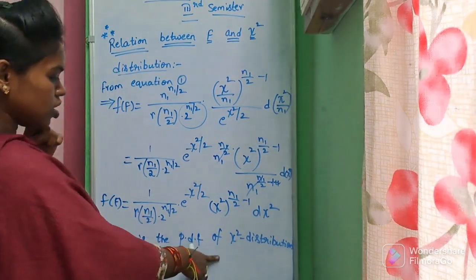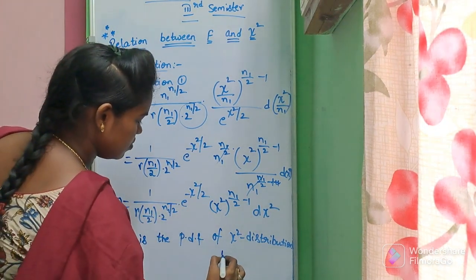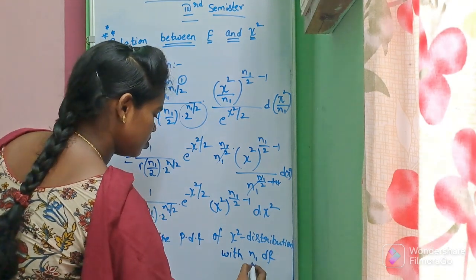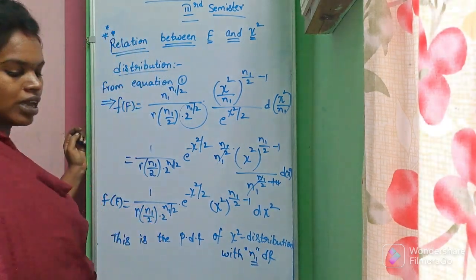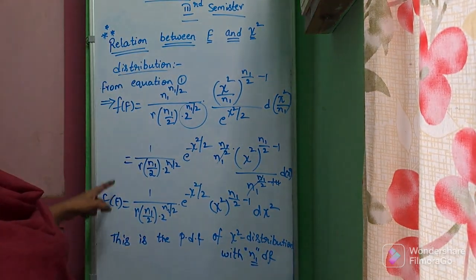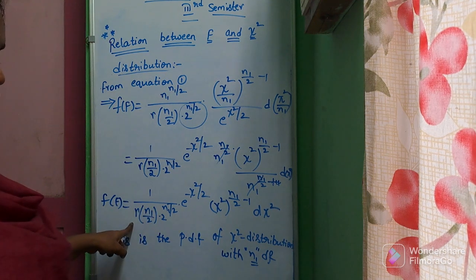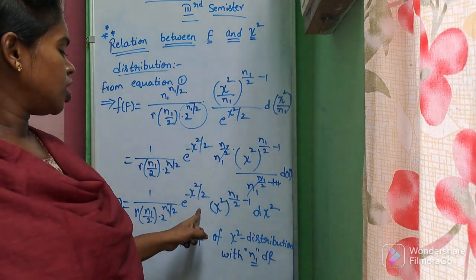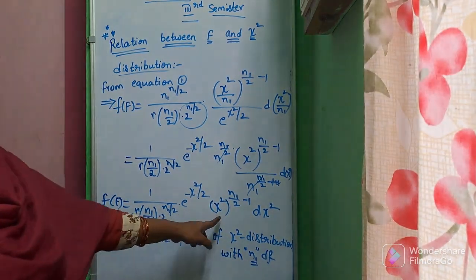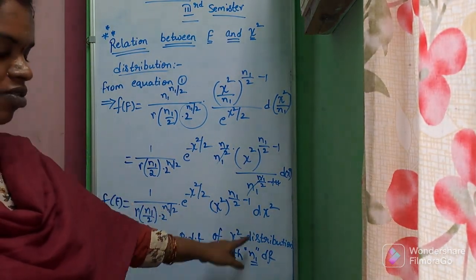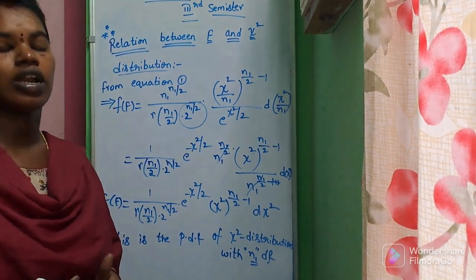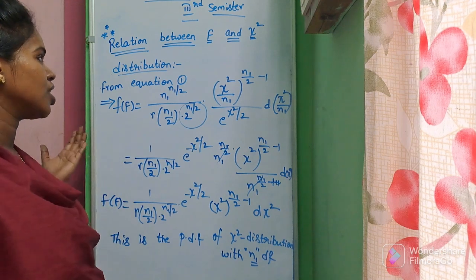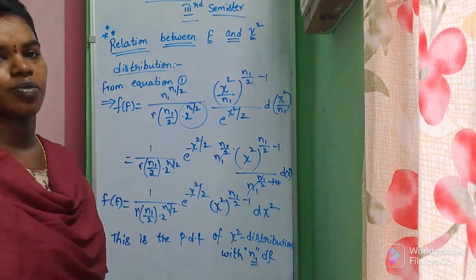Chi square distribution with only n1 degrees of freedom. We had only n1 degrees of freedom. So f(χ²) = 1 by gamma of n1 by 2 into 2 power n1 by 2 into e power minus χ² by 2 into χ² power n1 by 2 minus 1 into dχ². This is our chi square distribution. This is our important relationship between f and chi square distribution.